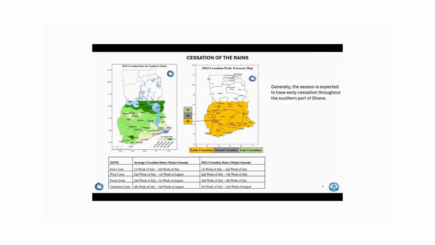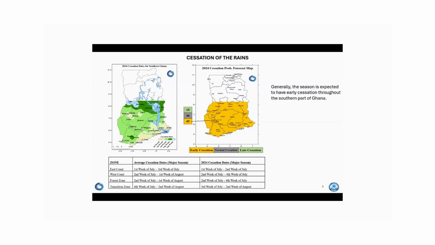How is it going to be like? We are expecting early cessation for the south of the country. For the East Coast, the average is first week of July to third week of July, but we are expecting it to be first week of July to second week of July. Then the West Coast, the average is second week of July to first week of August, but we're expecting second week of July to fourth week of July.